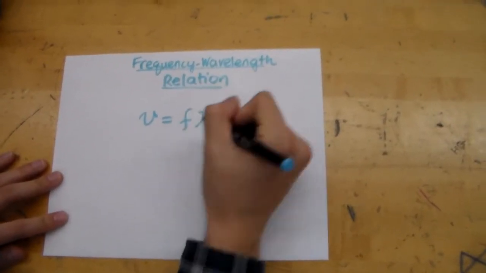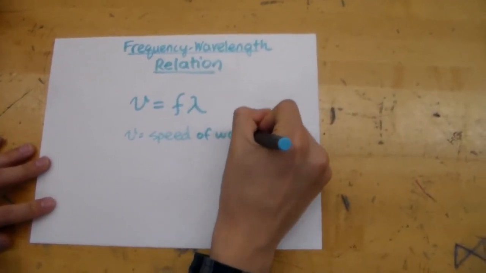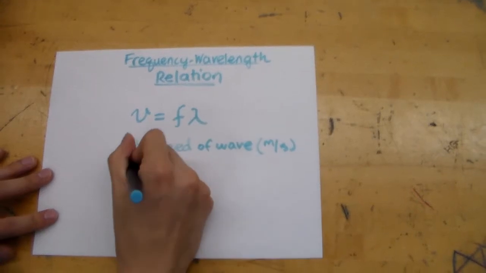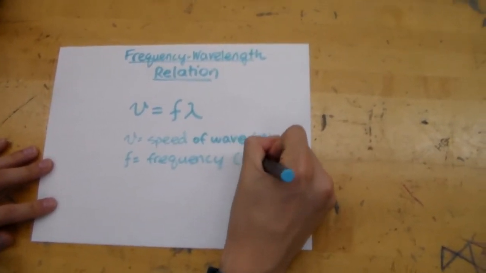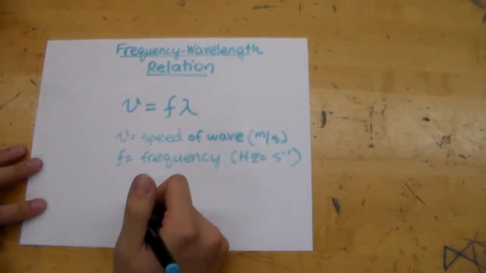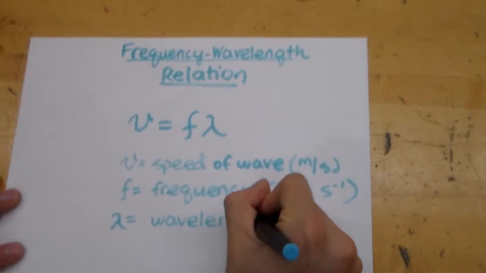There is a simple relation through which we can determine the factors affecting the frequency of an object. Known as the frequency-wavelength relation, this relationship states that the speed of the sound wave equals the frequency multiplied by the wavelength. Therefore, all three quantities are directly or indirectly related.